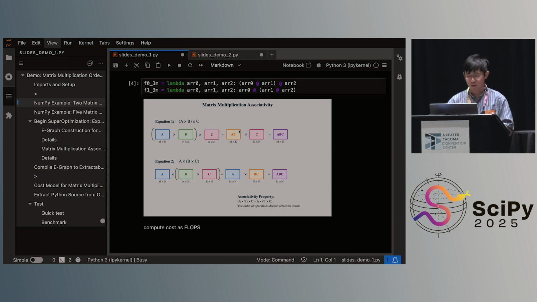The math identity associativity, A times B times C: you can group it either A times B first and then times C, or A times B, C together. By math identity, they are identical. In real life, float is not real. But if you use fast math, then you can do this.